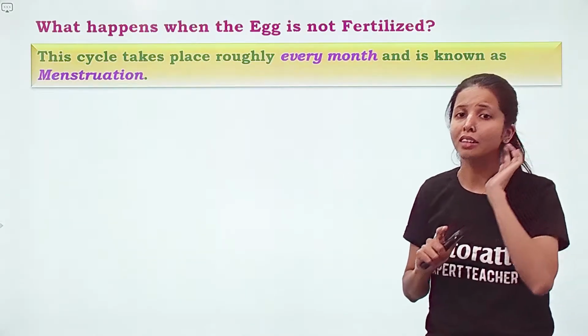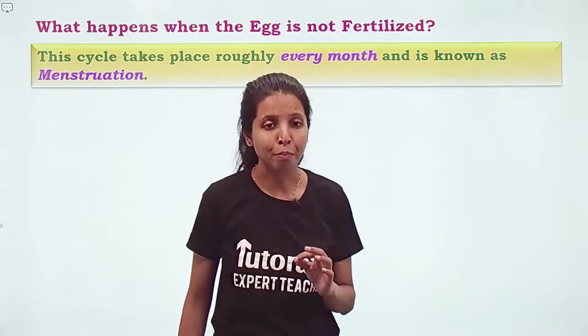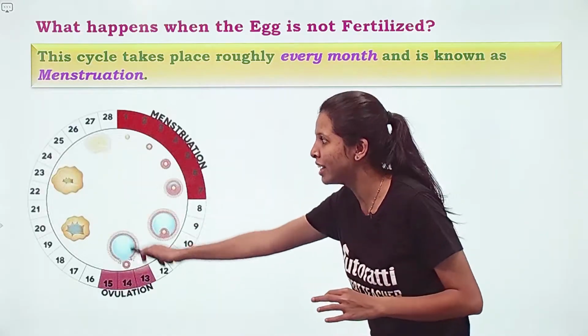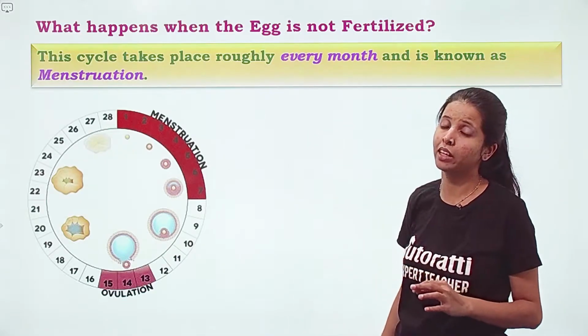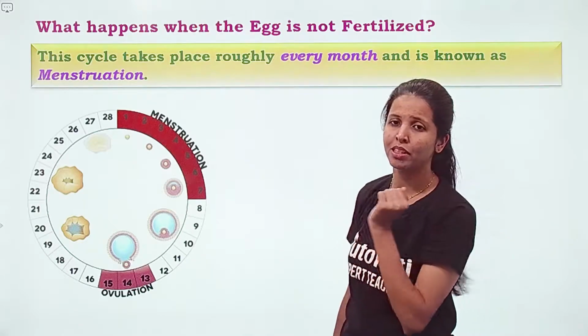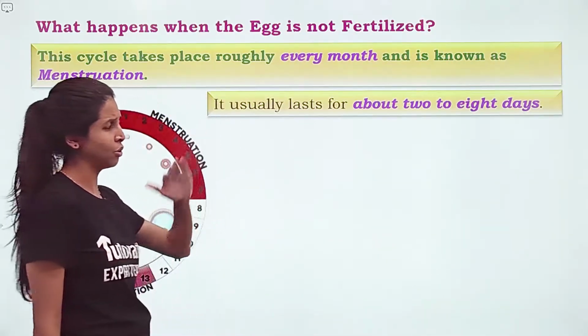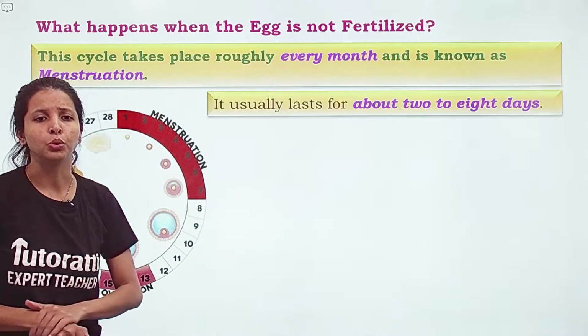This cycle roughly takes place every month and this is known as menstruation. It is actually a cyclic process happening in the female reproductive body. This is known as menstruation. It lasts for about 2 to 8 days.